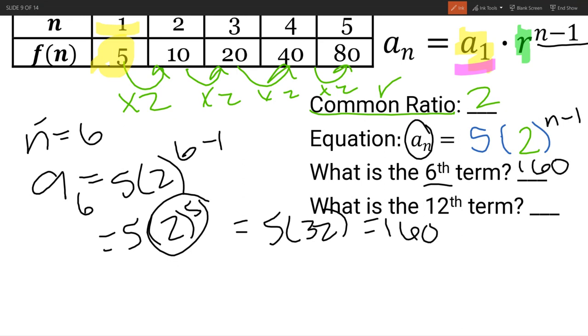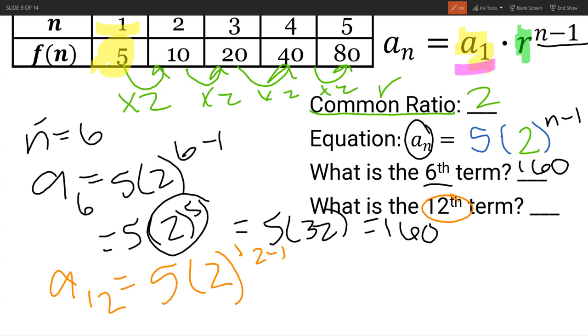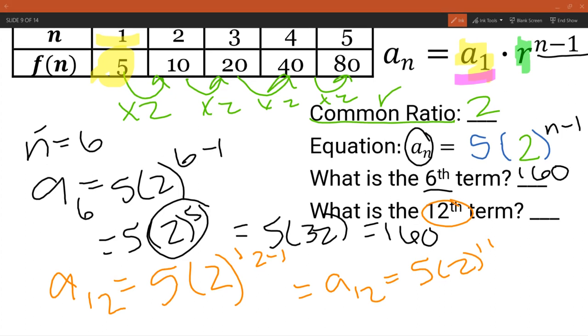We can also do the same thing for when we're looking for the 12th term right here. So a sub 12 is equal to 5 times 2 to the n minus 1 power, which really means that a sub 12 is equal to 5 times 2 to the 11th power. Holy moly, I don't know that. So I'm going to really quickly go into my calculator. I'm going to clear it out.